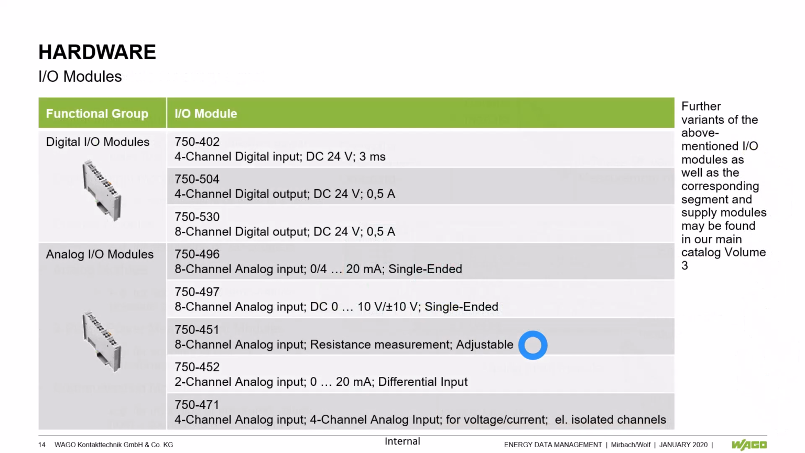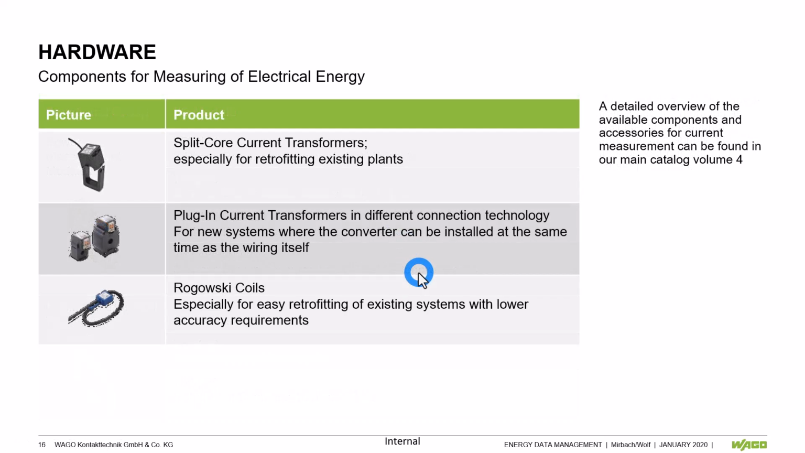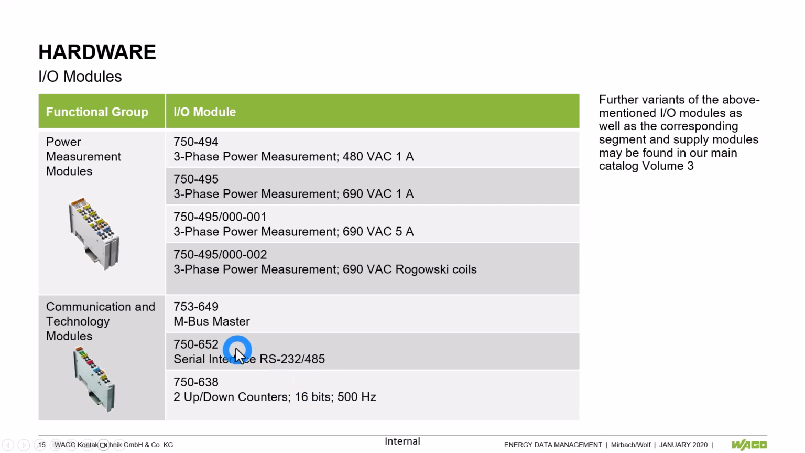Here's just a sample of often used modules for analog and digital signals. Power measurement modules, there are a few different ones, depending on the current transformer. You can see there are 3 different ones. You can use them directly from WAGO. Serial interface for Modbus RTU, M-Bus master module for M-Bus meters, and so on.